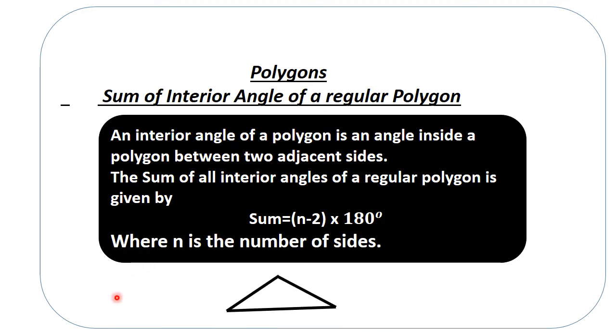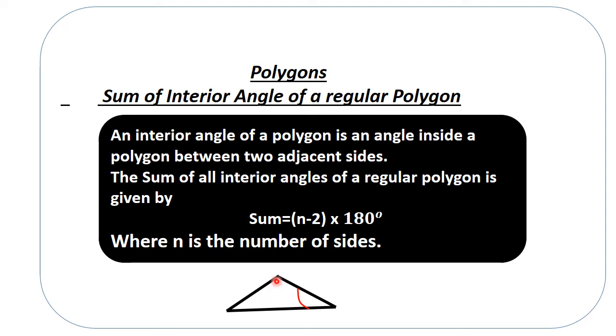So if you have this polygon, then the interior angle is this. This is the interior angle. This and this and this. These are the interior angles. What it means is that when you add this and this and this, it should give you the number you're going to get here. We know that, in short, we have that tendency of saying angles in a triangle add up to 180.